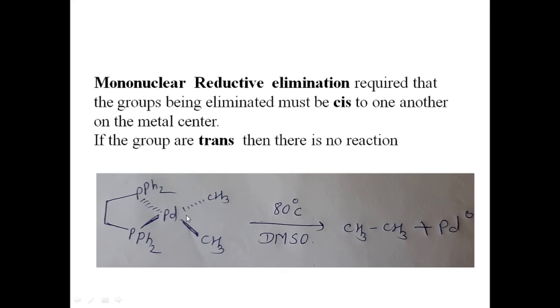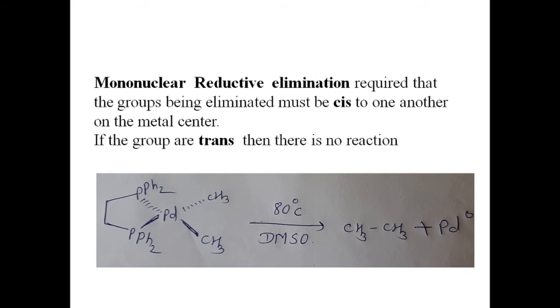Look at here, this is a cis complex, and when reductive elimination is carried out in the presence of DMSO at 80 degrees centigrade, the groups that are cis to each other are eliminated, and we get the reductive elimination product. So this is a mononuclear reductive elimination.